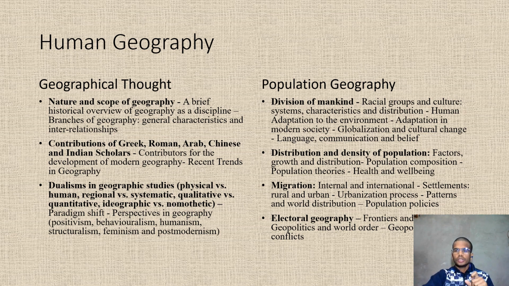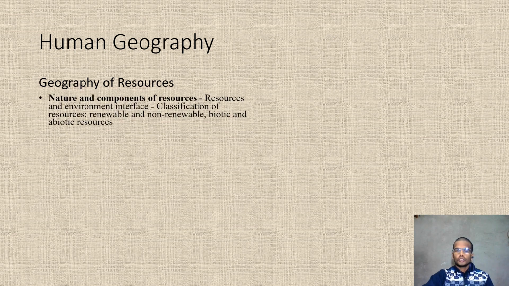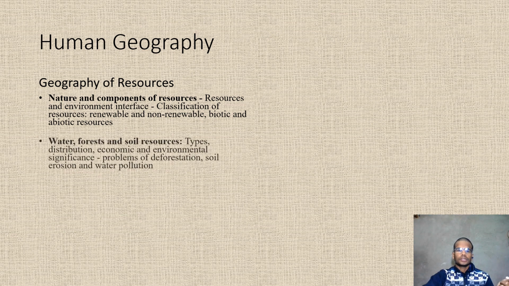That is all you need to do in physical population geography. Next would be your geography of resources. So this is basically an extension of the biogeography part, so you can club it with it. Here, classification of resources: what are renewable resources, what are non-renewable resources, what are biotic resources, what are abiotic resources. Basically the first chapter of class 10th NCERT, that is the geography of resources.